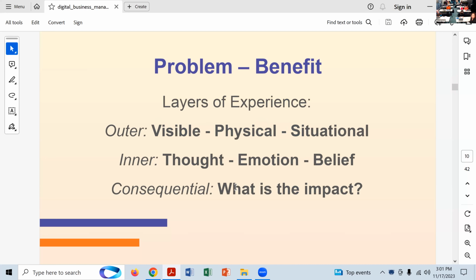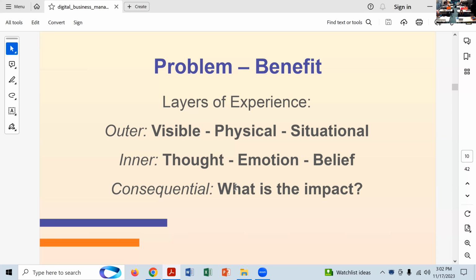So when you're thinking about the problem and the benefit, you can ask yourself, what does the problem look like? What's the physical situation, the physical circumstance? You can go inner, to the next layer: what's that person thinking, what's that person feeling, what does that person believe about themselves? And then also the consequential layer. What's the impact if they don't solve this problem? What's the impact after they do solve this problem?